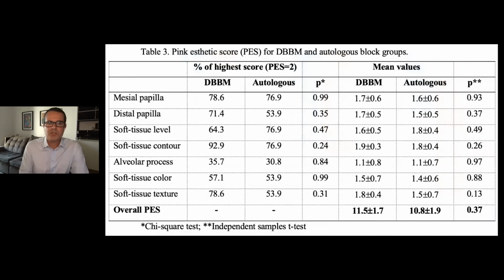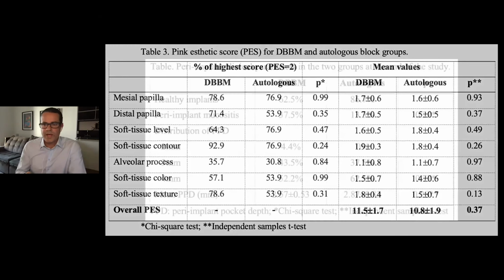We also measured the pink aesthetic score, which is an index measuring the aesthetic outcomes of the soft tissue, and we have very high indices approaching 11.5 and 10.8 in the 2 groups without significant differences. Remember that the maximum of this index is 14 points.